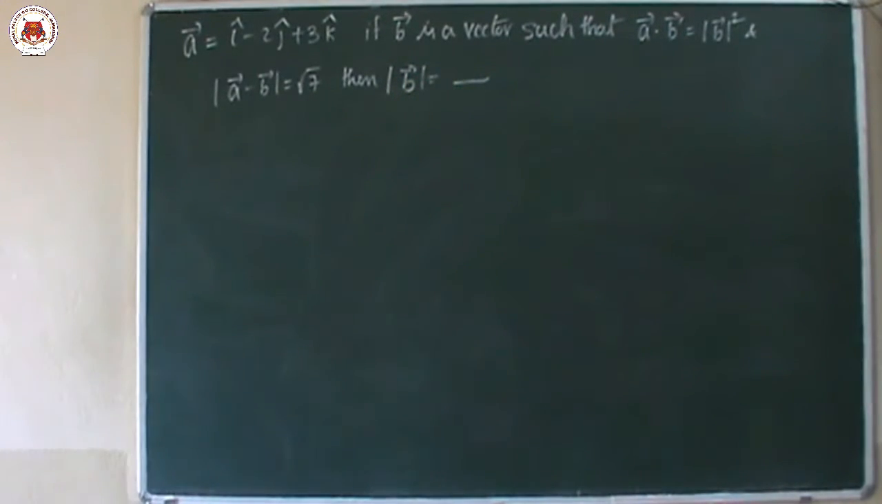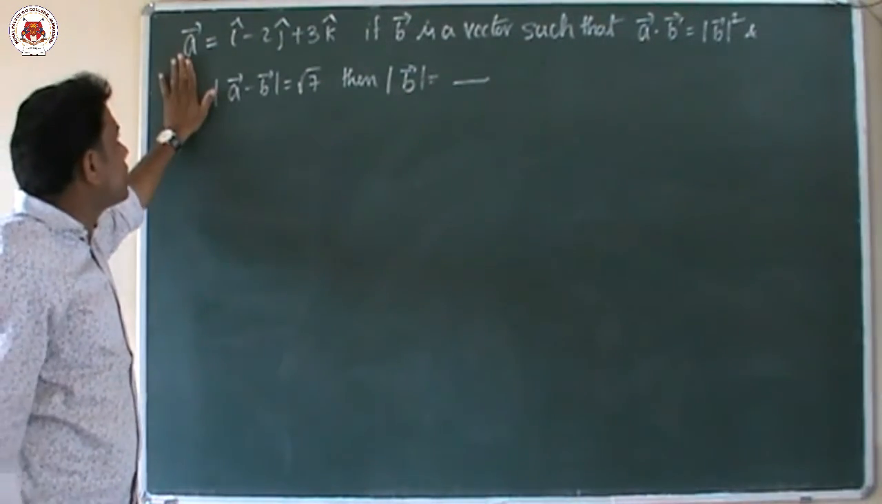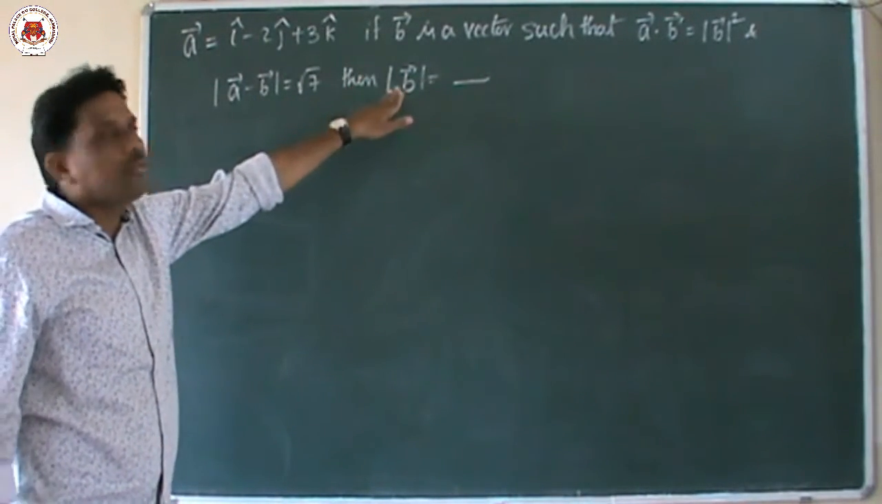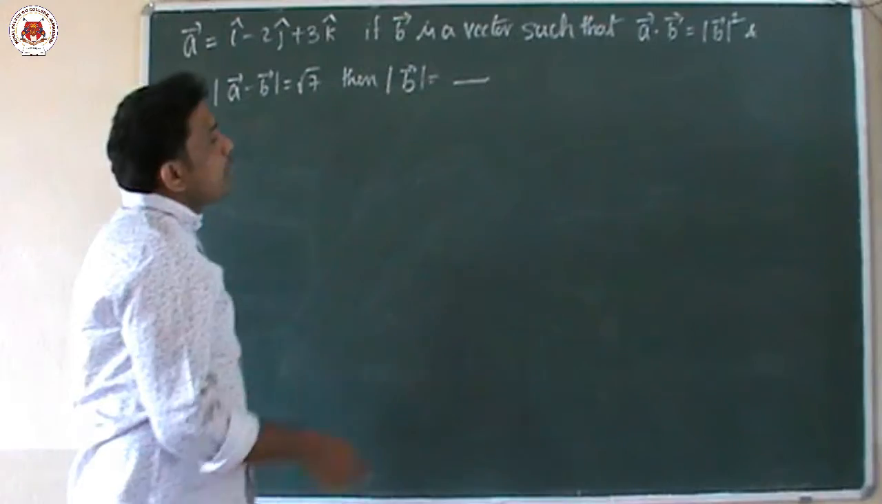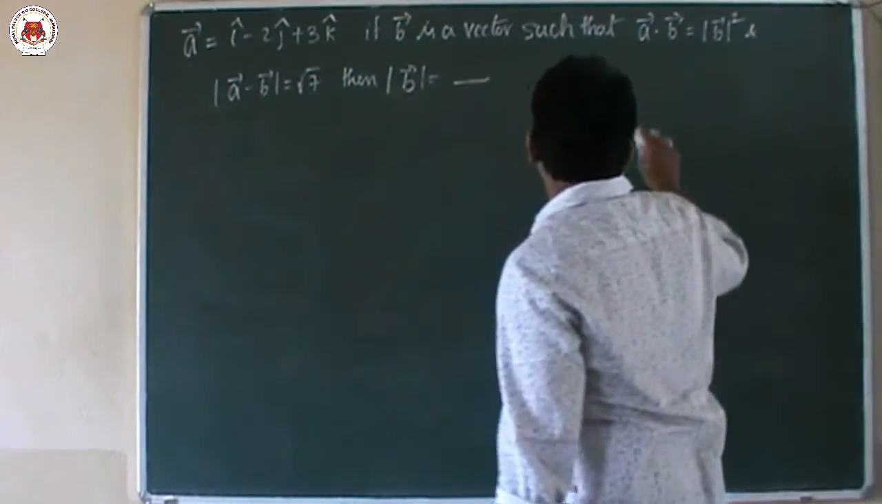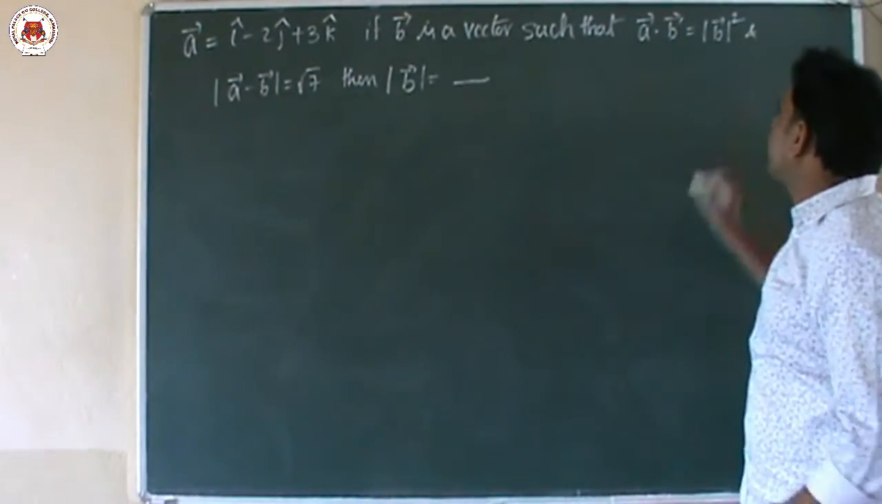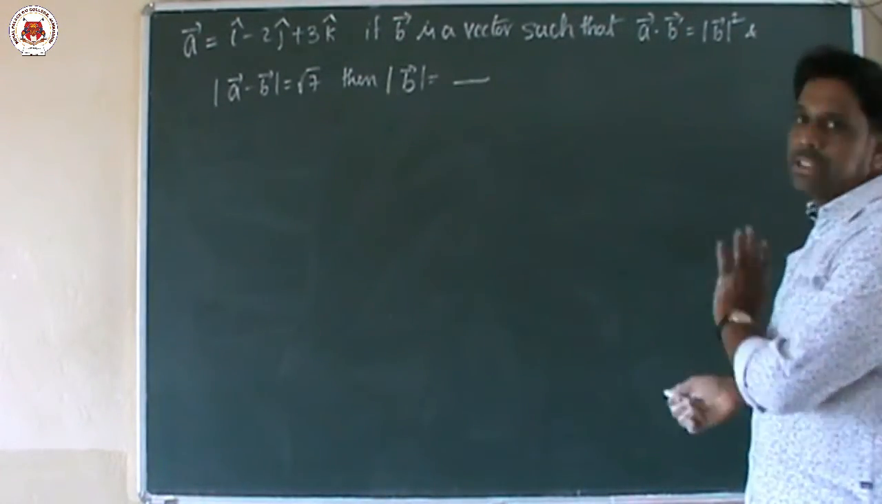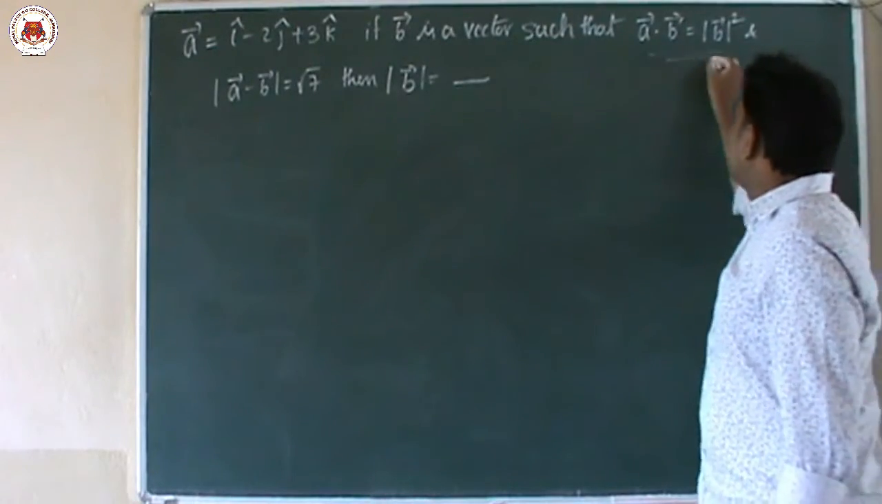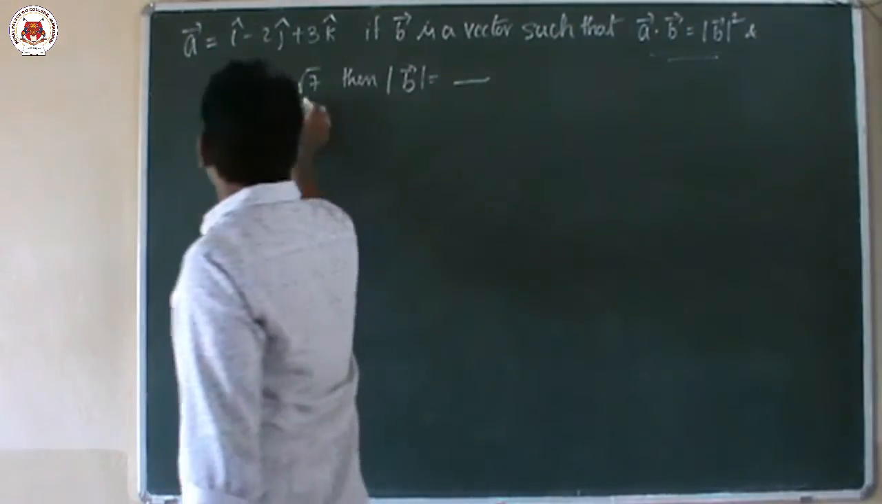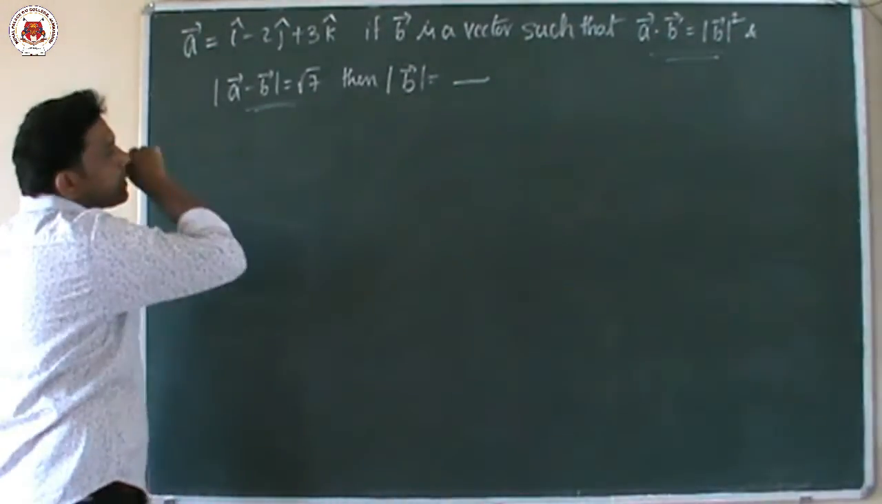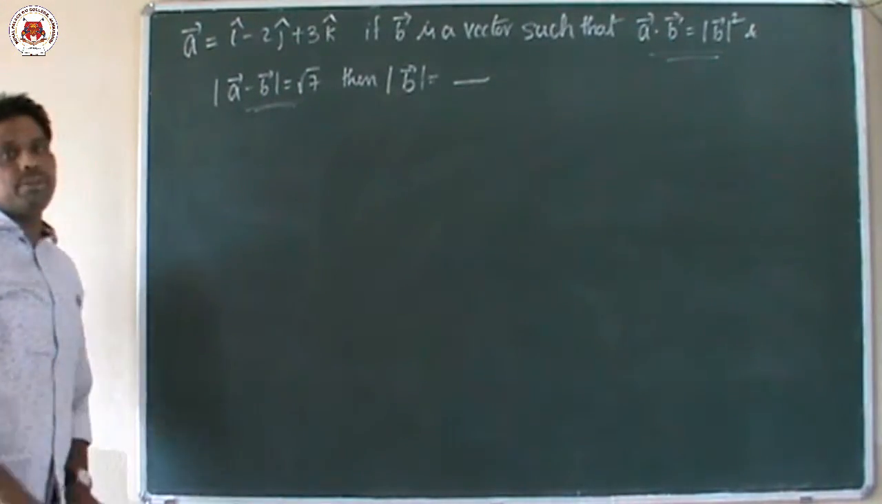This is the question. So my dear children, one more time, he has given vector a, but vector b we have to find. Vector b is not mentioned, but he has given the conditions. What is that? A vector dot b vector value equal to mod b vector whole square. Two conditions are given: this is one condition, this is the other condition. Using these two conditions, we have to find the mod of b vector.